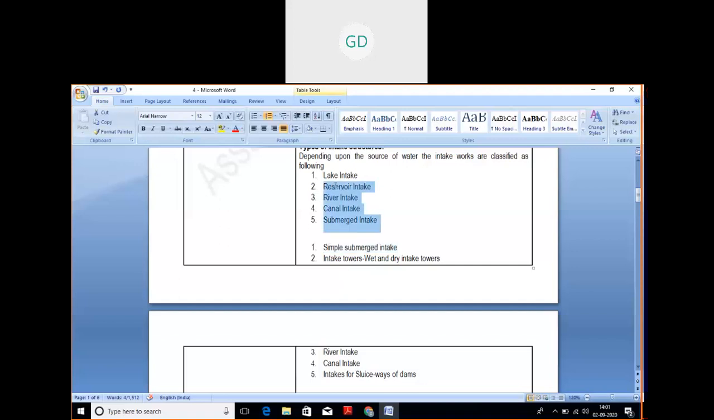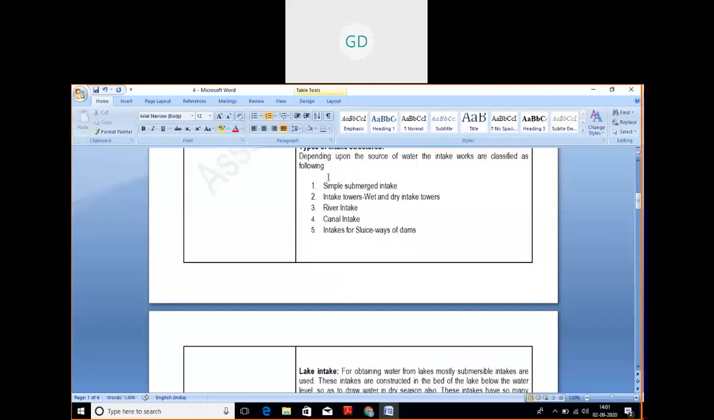Okay, everyone, these 5 types you write down. It means these 5 types are there. You should remember the names, and the simple submerged intake you study in your net and see what it is. You can write it down in your copy. If someone is interested to study about the 5 types, then you can study also. That's a very good thing.